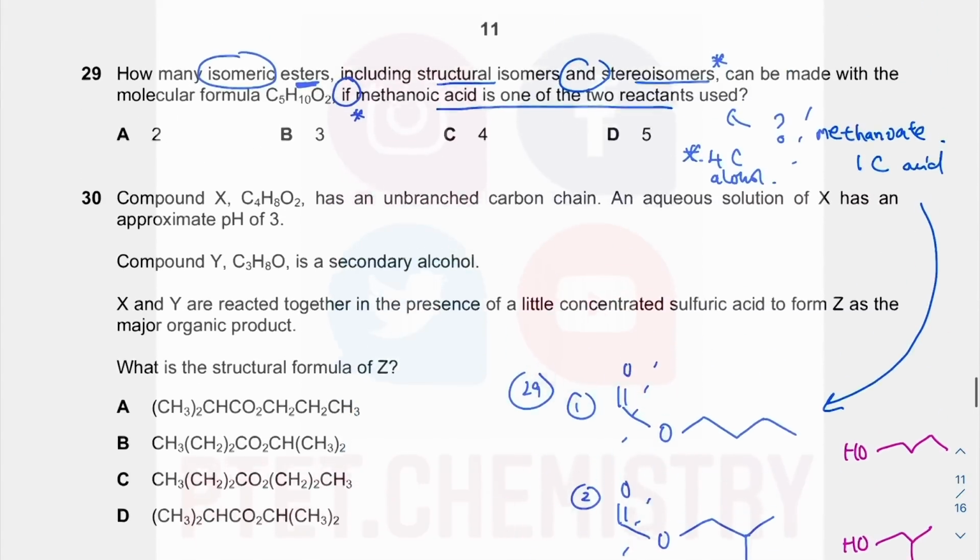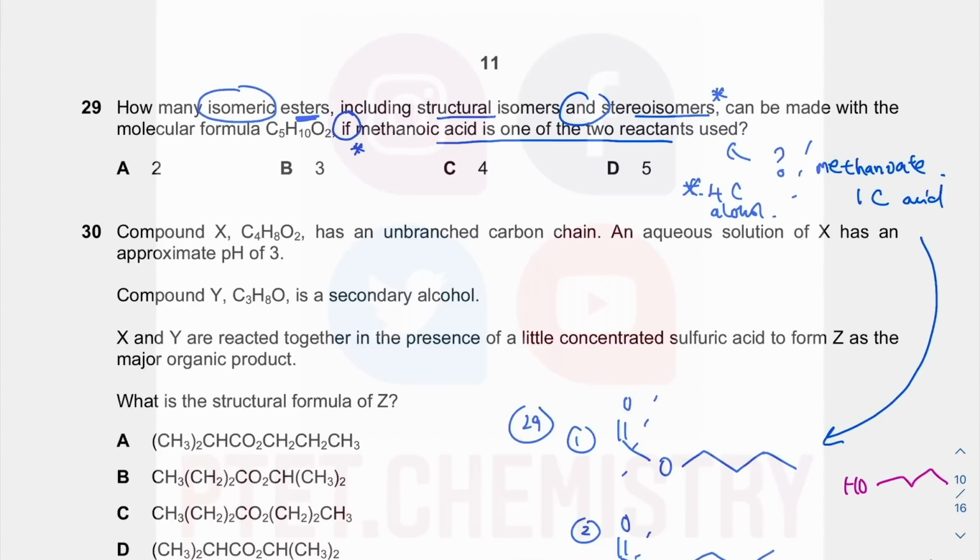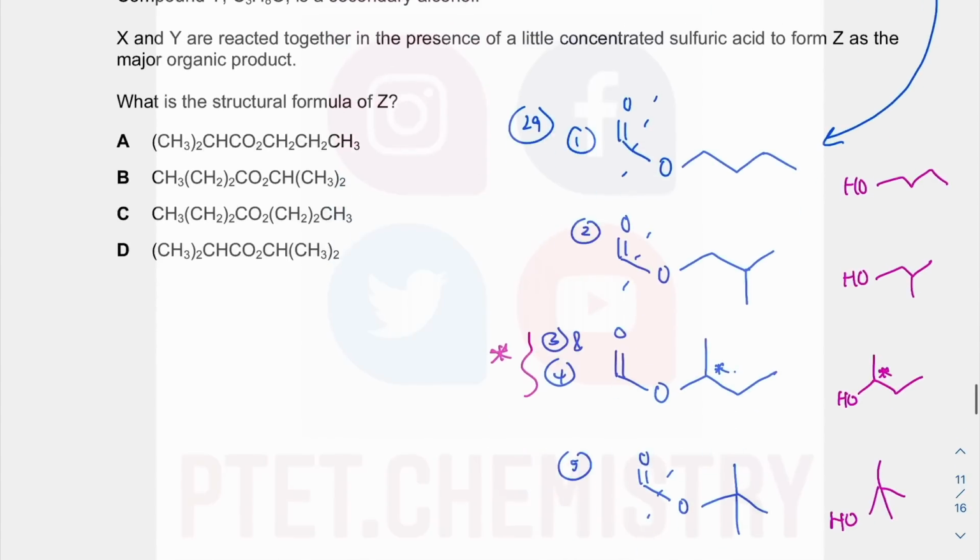I counted 5 altogether. If I have methanoic acid as the acid component, each of these has the methanoate as the other component, so I have 4 carbon to play with for the isomers. I have 4 carbon to isomerize for the alcohol bit.